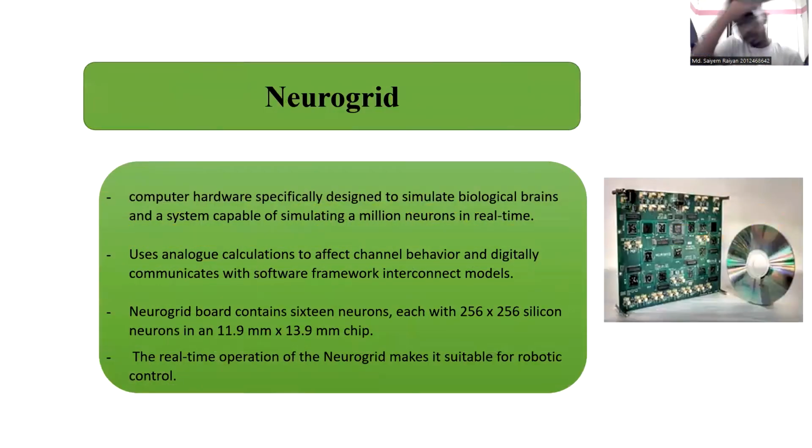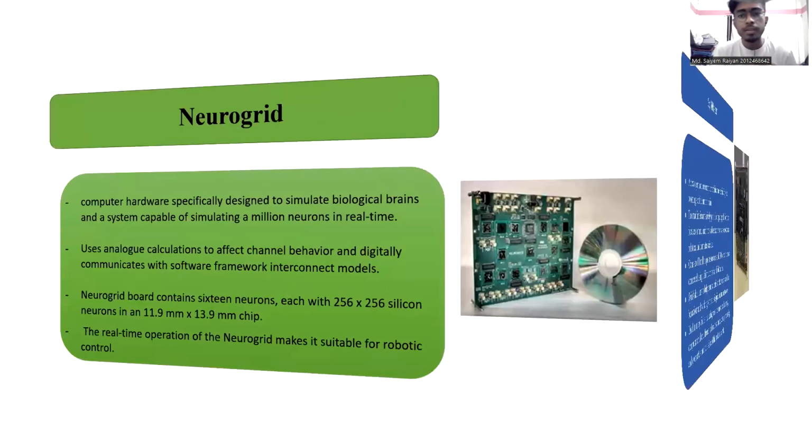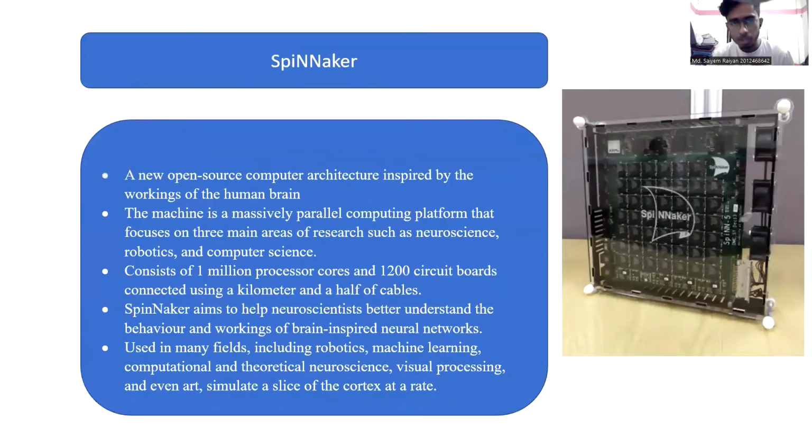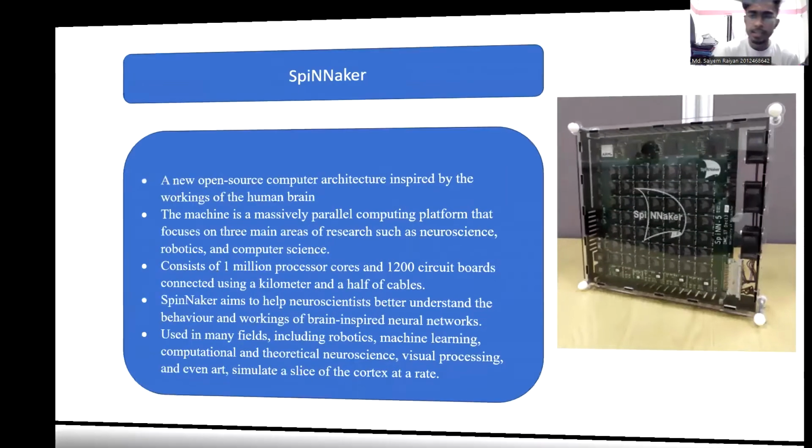Then the Neurogrid. Neurogrid is specifically designed to simulate biological brains, and the system is capable of simulating 1 million neurons in real time. The real-time operation of Neurogrid makes it suitable for robotic control. Then SpiNNaker, which is an open source computer architecture inspired by the workings of the human brain. The machine is a massively parallel computing platform that focuses on 3 main areas: research in neuroscience, robotics, and computer science. It is used in many fields like robotics, machine learning, computational and theoretical neuroscience, visual processing, and even art, and it simulates a slice of the cortex of a rat like biological tissue.